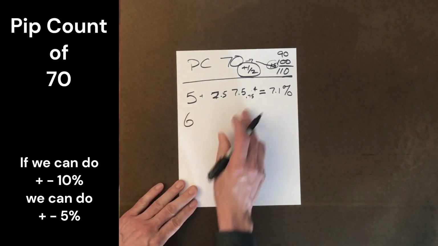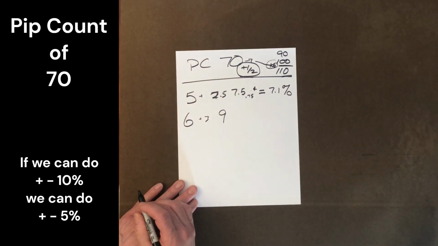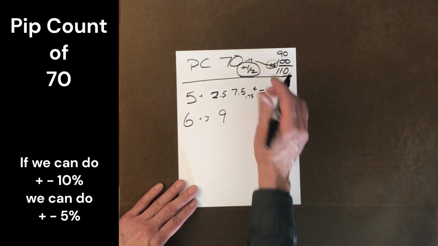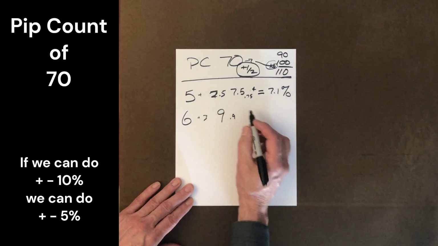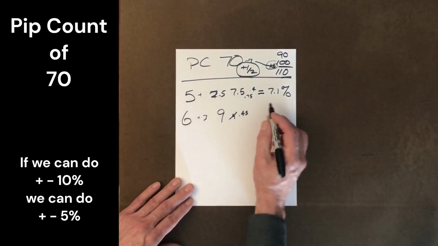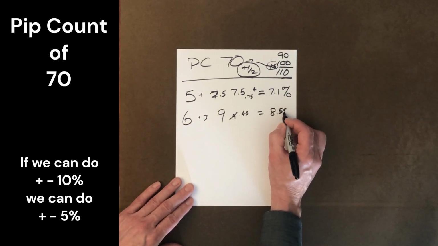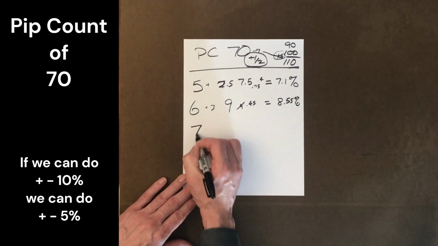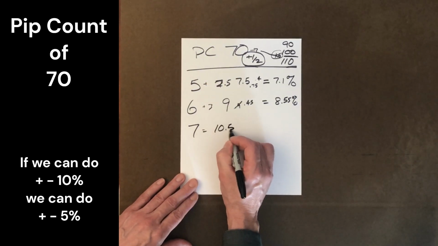Pip count of 6, we're going to add a half, brings us to 9. If we subtracted 10%, we'd be subtracting 0.9. Half of that is 0.45. So 9 minus 0.45 is 8.55%. 7, we're going to add half, takes us to 10.5.